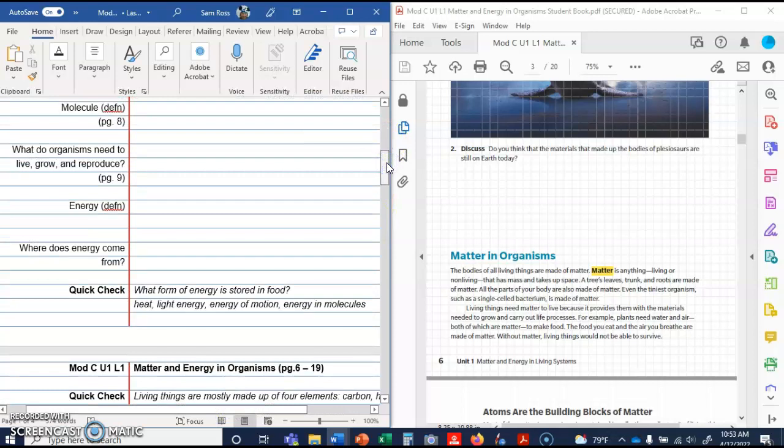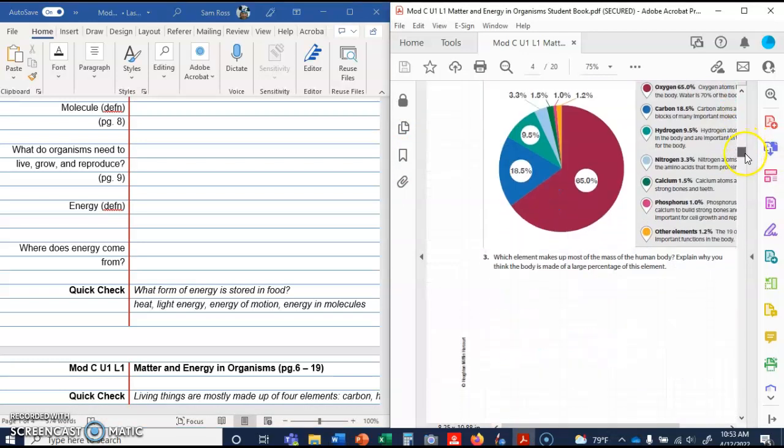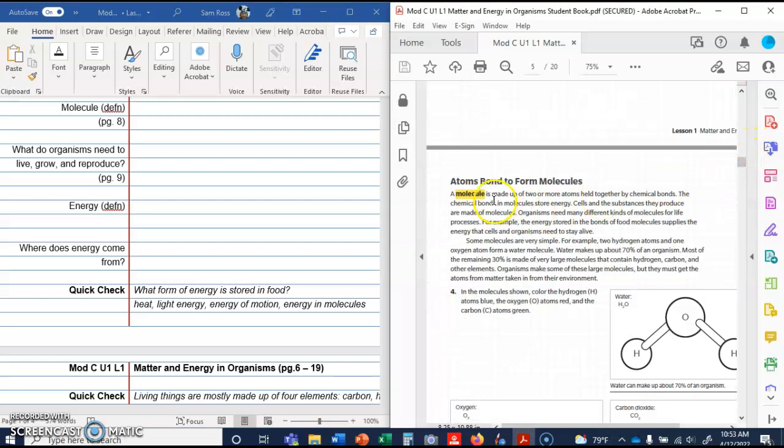We're going to come down to molecule, which is on page 8. So let's go ahead and scroll down to page 8 because we're currently on page 6 in our book. That's page 7. This is page 8. There's the definition of molecule. It's made up of 2 or more atoms held together by chemical bonds. You'll write that here.